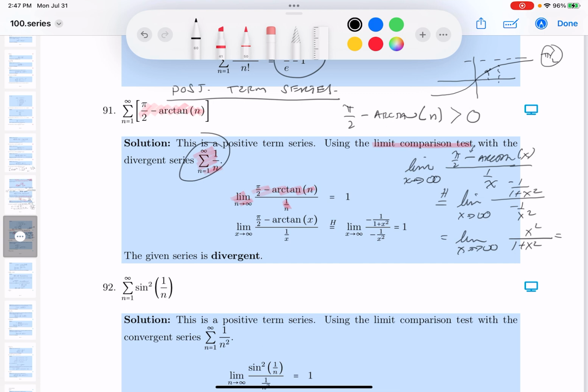What do I know about this guy over here? It's just going to be 1. That's it. So the limit's 1. What does this tell me? Well, if that's 1, it's telling me that this thing over here is divergent. It's a finite number, by the way.